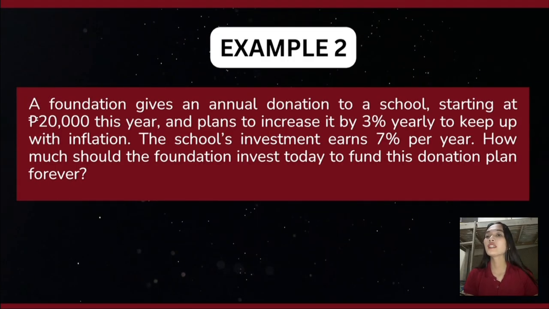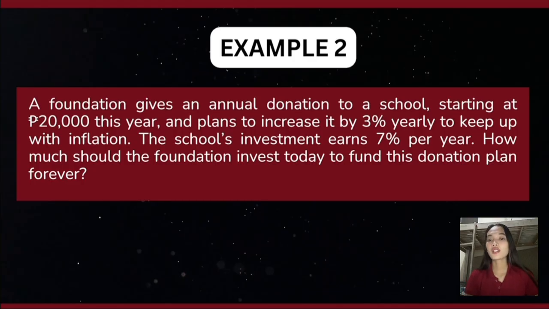So I want you all again to try to answer. So here's the example. A foundation gives an annual donation to a school starting at 20,000 this year and plans to increase it by 3% yearly to keep up with inflation. So the school investment earns 7% per year. How much should that foundation invest today to fund this donation plan forever? So I want you all to try this example on your notebook, or just comment your answer.